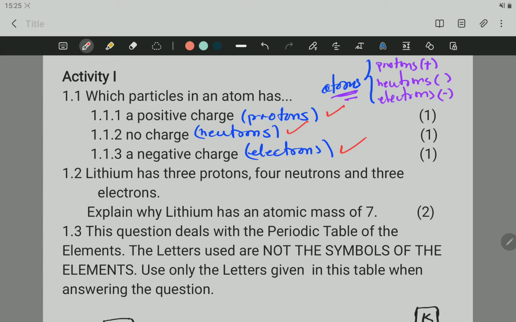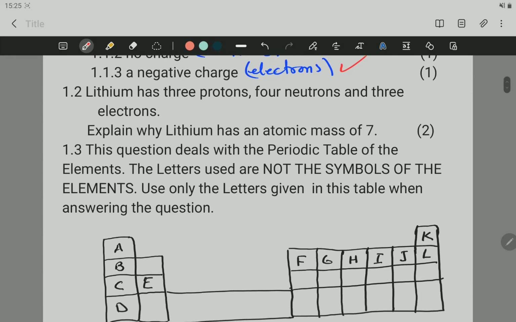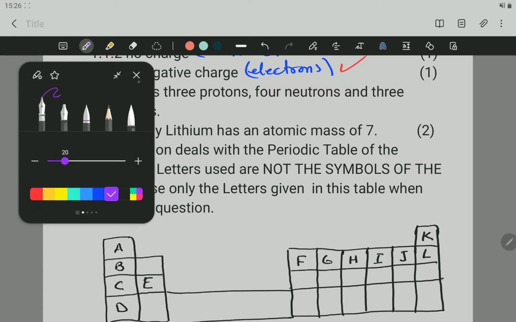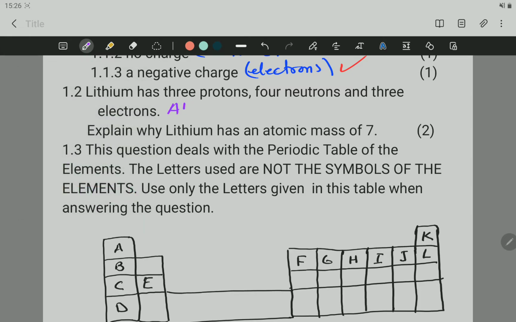Well, question 1.2. Question 1.2 said lithium has 3 protons, 4 neutrons, and 3 electrons. Explain why lithium has an atomic mass of 7. Now, let's record that atomic mass, the symbol is A, is equal to the number of protons plus the number of neutrons.